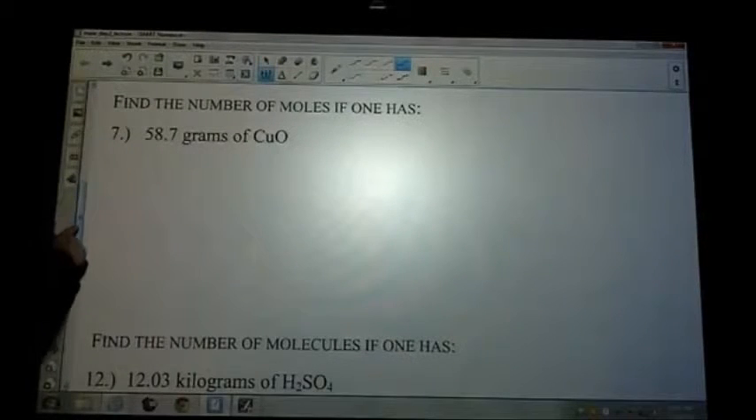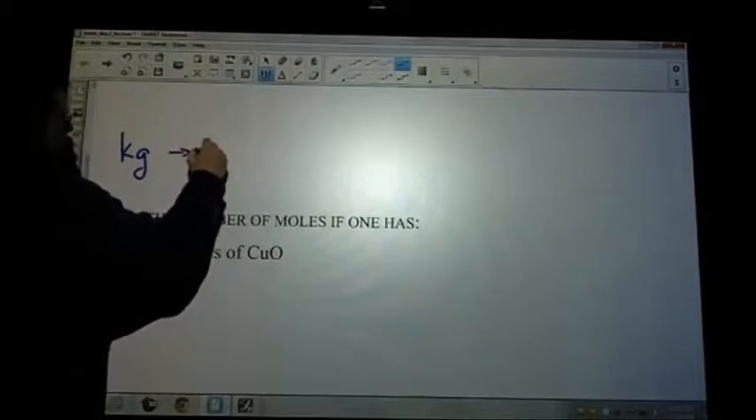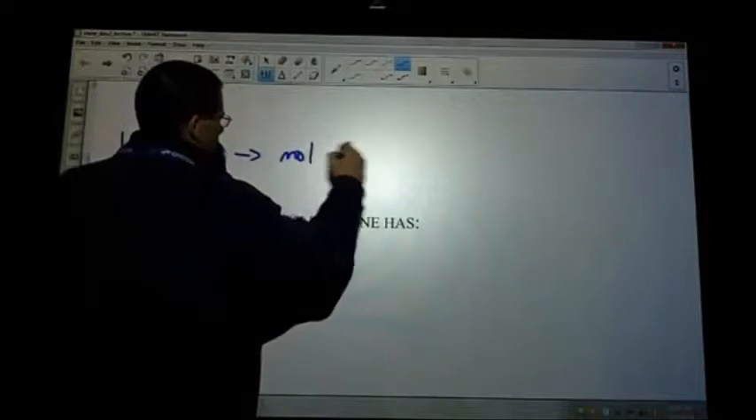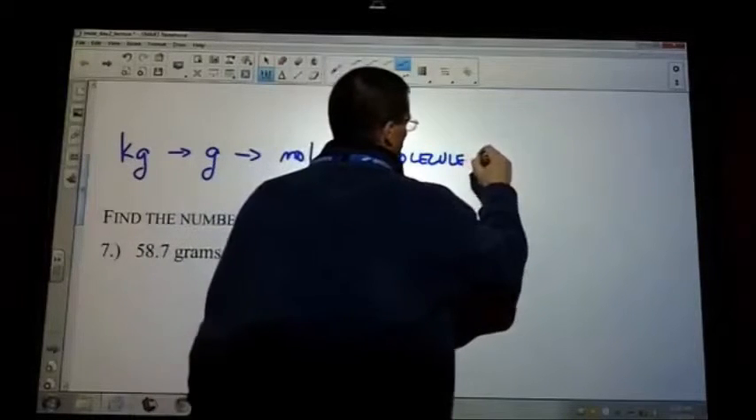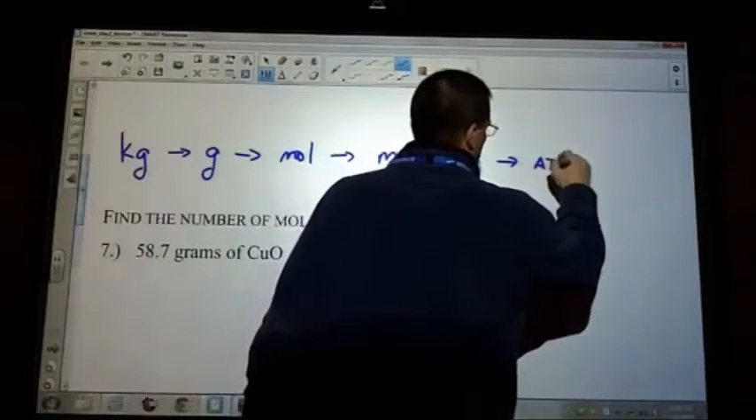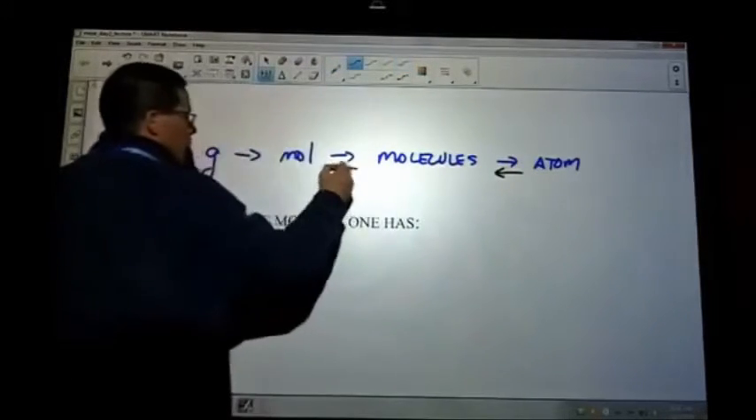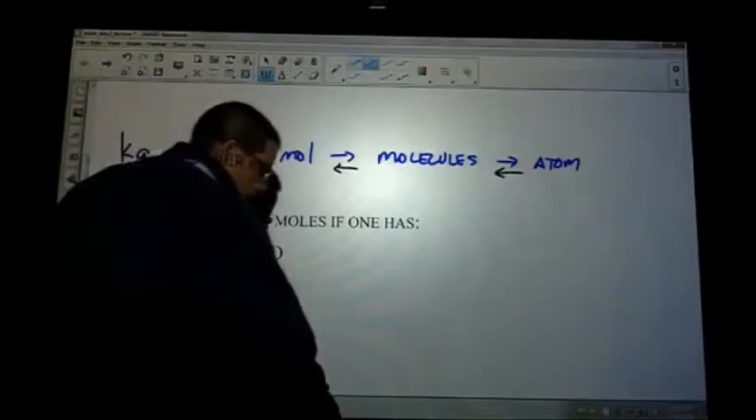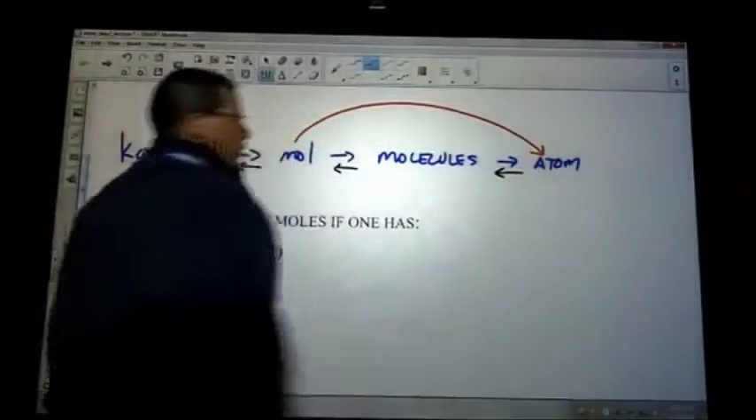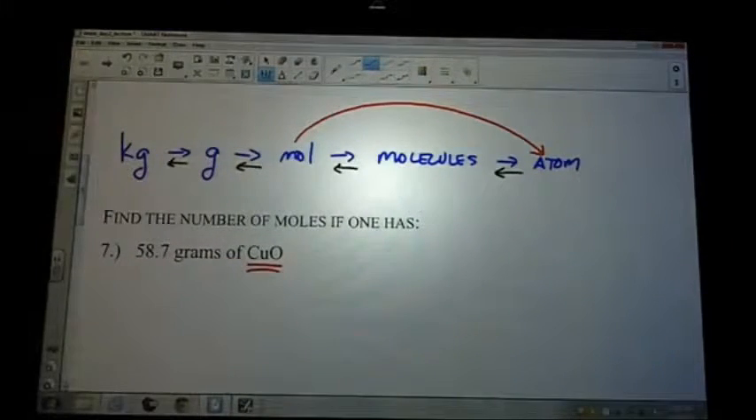So here, and again, try to remember your sequence. So kilogram, gram, mole, molecule, and or molecules, whatever, atoms. Okay. And then it can go in the reverse direction. But again, remember, it's a one-way street. Now, sometimes we can bypass molecule and go straight to atom if you do not have a compound. If you have a compound, you got to go through molecules before you can get to atoms.